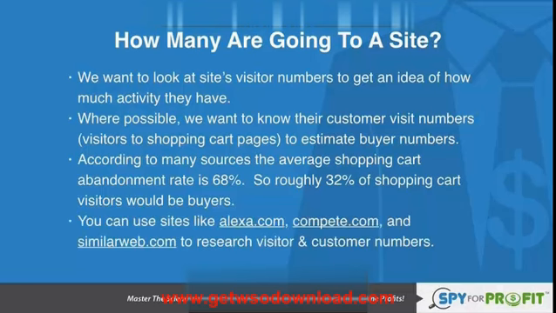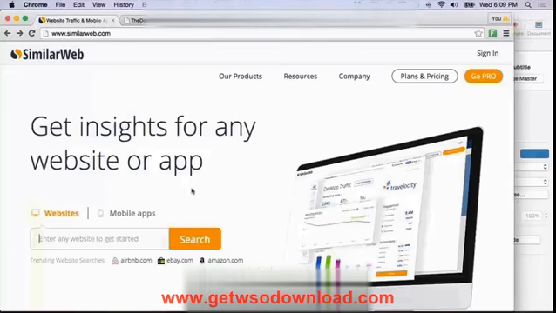Now you can use sites like Alexa.com, Compete.com, and SimilarWeb.com. These are some of the best ones to research visitor as well as customer analytics. All of these sites have a free version, so you don't have to pay any money. They do have premium versions that show more data and a longer history, but you can certainly find a lot of great information for free. Now I'm going to show you that here in just a second.